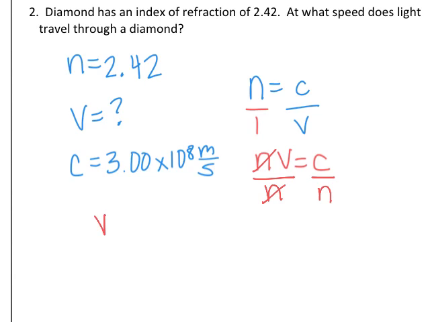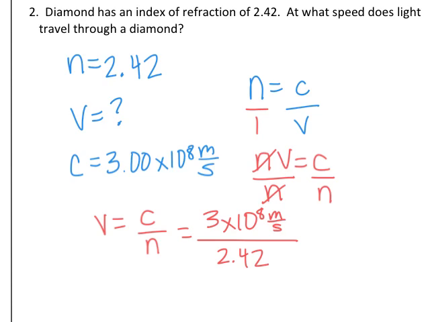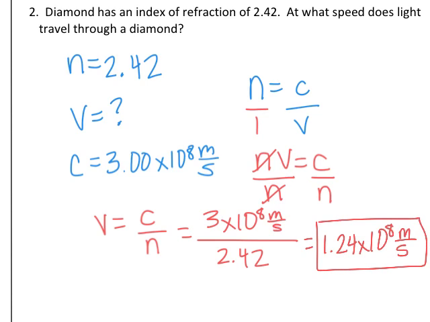So when you go to plug your numbers in to calculate the speed of light in diamond, you will be dividing c over n. So try that out and check your answer. And you do see that you get a fairly large number, so I would recommend writing it in scientific notation. So that would be about 1.24 times 10 to the 8th. And then we had meters per second divided by no units at all, which would leave us with meters per second.